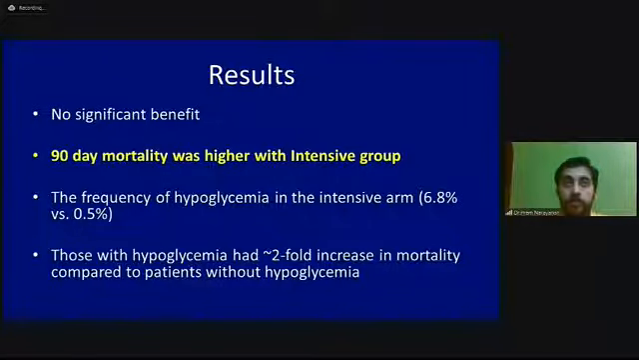So that is one very important point. The 90-day mortality was higher with the intensive group, and the frequency of hypoglycemia in the intensive arm was 6.8% compared to 0.5% in the other arm. Those with hypoglycemia also had a two-fold increase in mortality compared to patients without hypoglycemia. So that is a very important study, the NICE-SUGAR study.